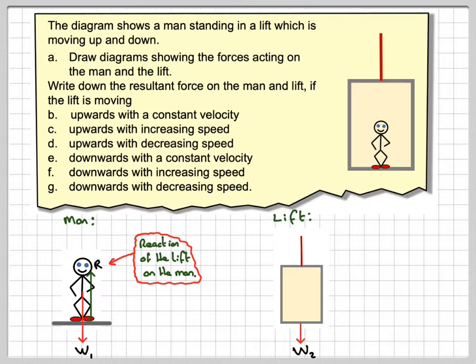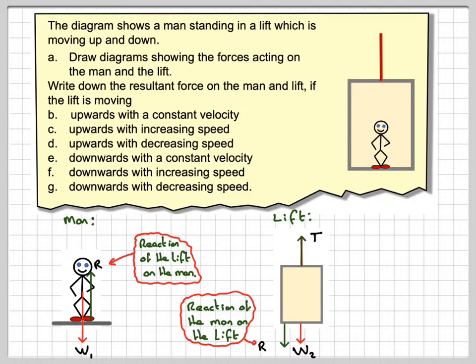Right, the lift. So here we have the lift. We're going to have the weight of the lift, which we're going to call W2. We're going to have the tension in the cable. And then because the man's standing on the lift, there's going to be a reaction downwards of the man on the lift.